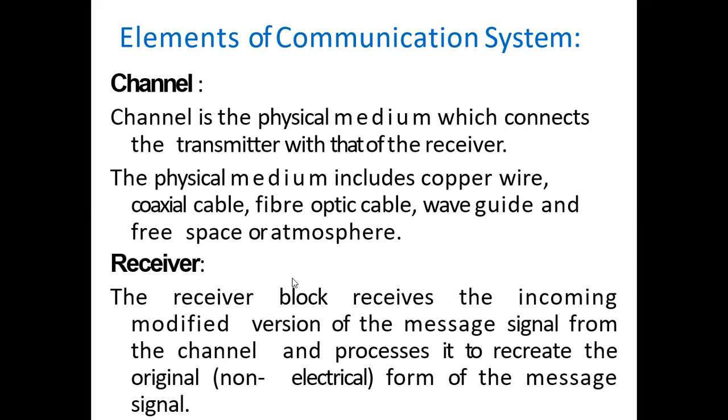Next, the other element is the destination, where from the receiver, by the demodulation process, we get our original signal, which is received by the destination. So by using elements like source, transmitter, channel, and receiver, we are able to transmit our information.